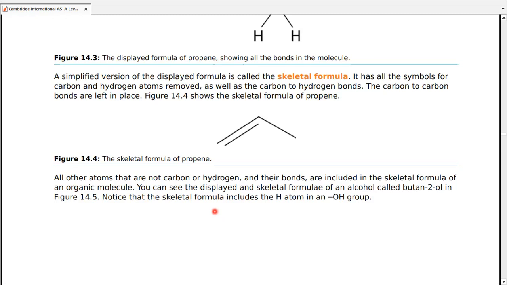So as you can see, the skeletal formula is going to be simple lines, and we are going to use all the symbols from the periodic table, but we are not going to use carbons and hydrogens. Okay, so we are not going to use carbon to hydrogen bonds either. So only the carbon-carbon bonds, whatever kind of bonds they are. All other atoms and their bonds are in place. So what does this mean?